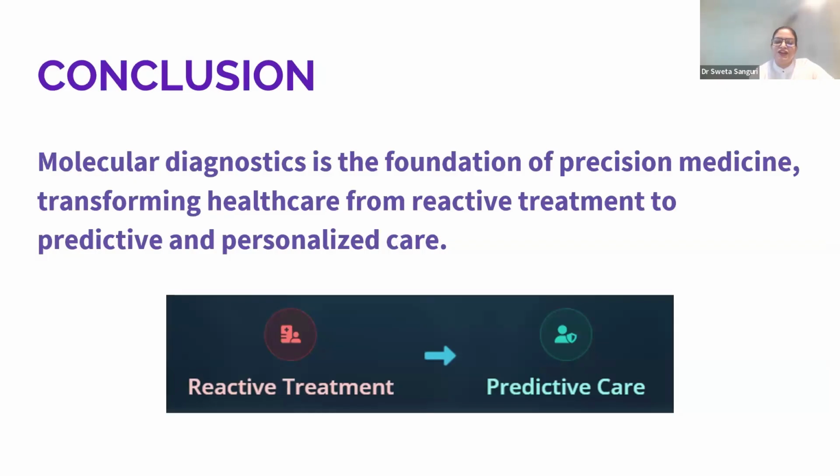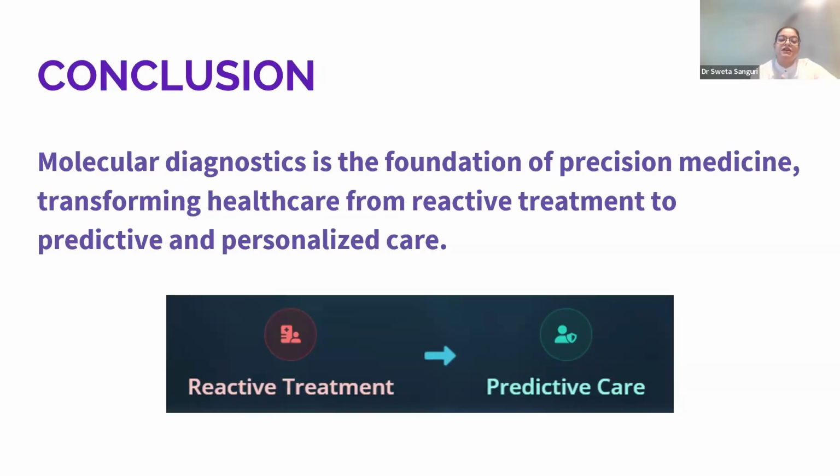As we come to the end of the discussion, one key idea stands out: molecular diagnostics forms the foundation of precision medicine. By studying diseases at the level of genes, proteins and molecular pathways, we gain a much deeper understanding of what is actually driving the disease. This knowledge allows clinicians not only to diagnose a condition, but to diagnose it more accurately, and to choose treatments better suited for the patients.